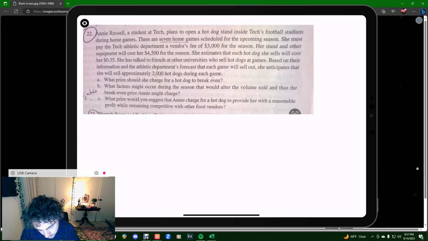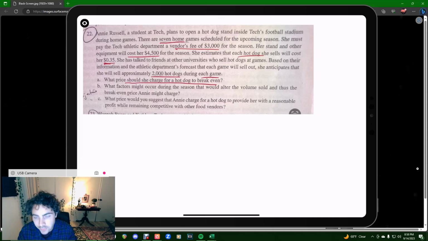So, a student at Tech has a hot dog stand. There are 7 home games. She must pay a vendor's fee of $3,000. Her stand and equipment will cost $4,500 for the season. Each hot dog will cost her 35 cents. She will sell approximately 2,000 hot dogs during each game. What price should she charge for a hot dog to break even?